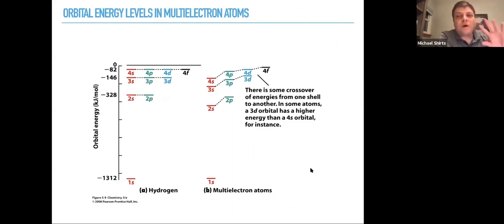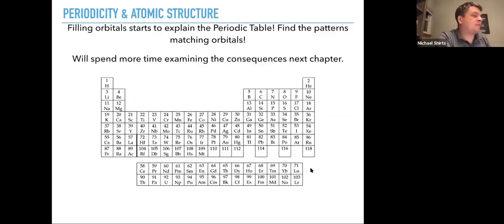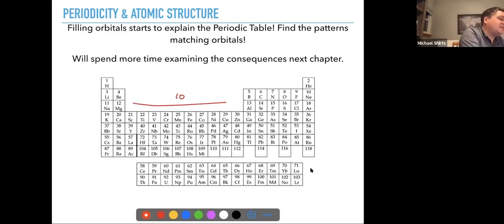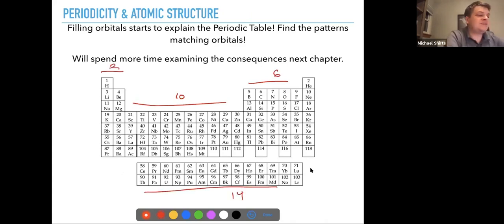And yeah, so what we'll be doing in chapter 9 is talking a lot about these energy differences and how they affect the periodic table. Filling orbitals starts to explain the periodic table. We'll talk about this more next time, but refresh your memory and see if you can notice the patterns here: 10 electrons here, 6 here, 14 here, 2 here. Coincidence? Obviously not. And so we'll talk more about exactly what those consequences are when we discuss the next chapter of the book.